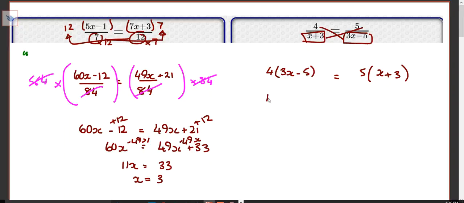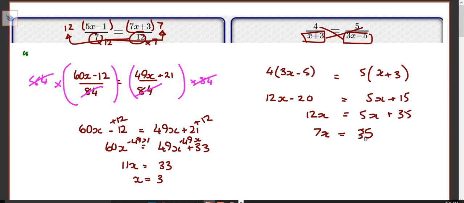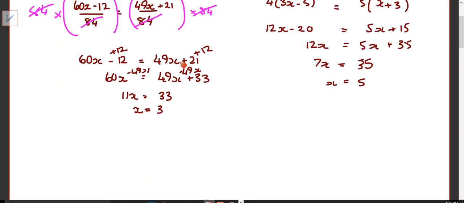So now we expand. 12x minus 20, 5x plus 15. Add the 20, so 12x is 5x plus 35. Take away the 5x, so I've got 7x is 35. Divide by 7, I get x equals 5. You getting it?